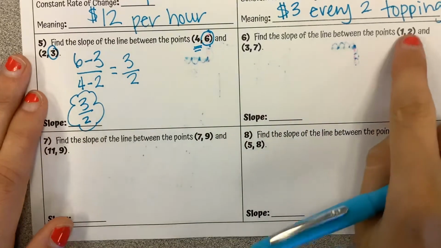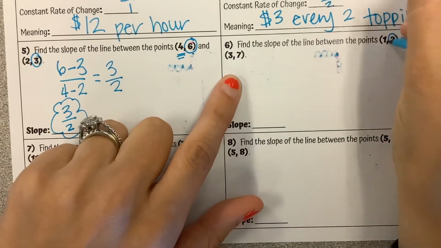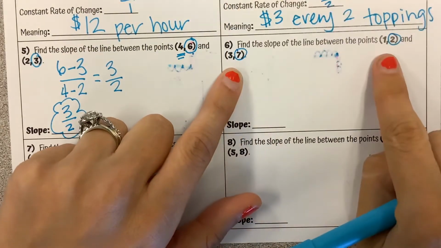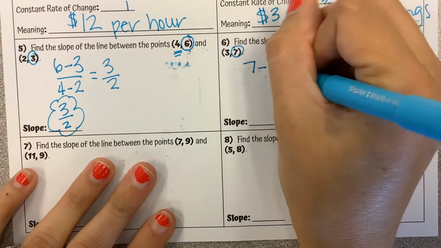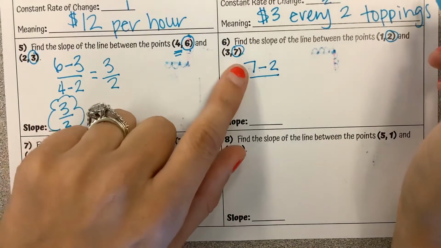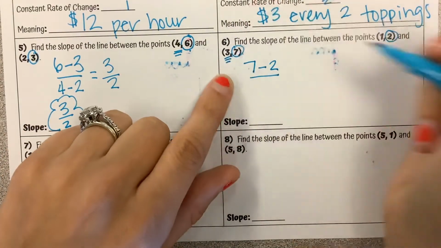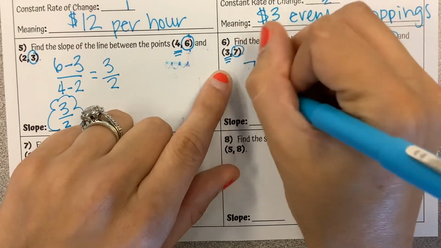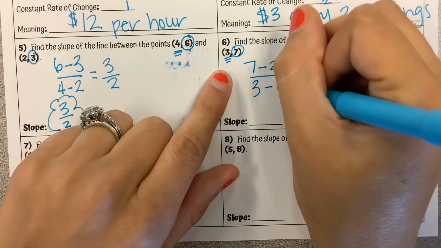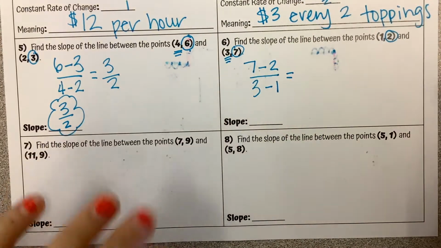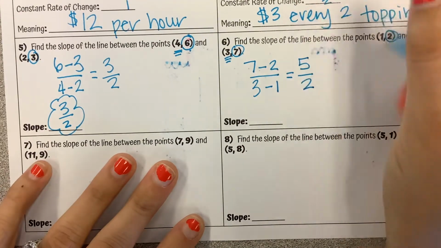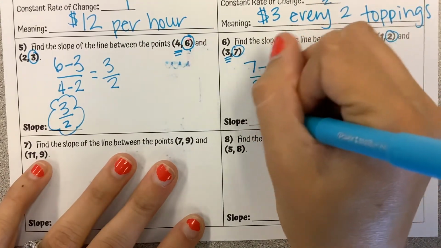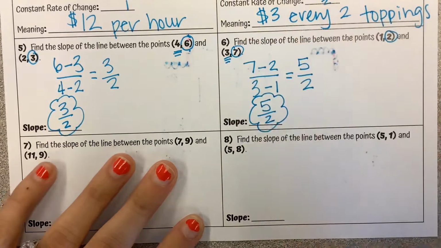Number 6, I'm going to look at my 2 y values. I'm going to start with the bigger y. So we have a 7 here. So I'm going to do 7 minus 2. Since I started with this y, I have to start with this x. 3 minus our other x of 1. 7 minus 2 is 5. 3 minus 1 is 2. So our slope is 5 over 2.